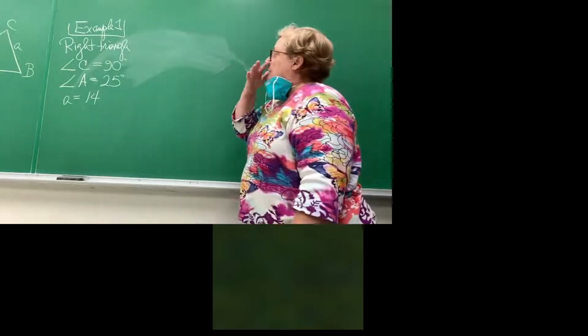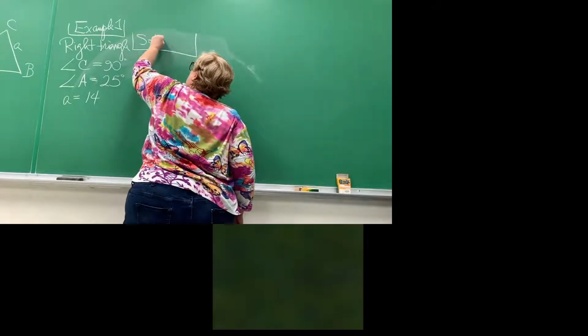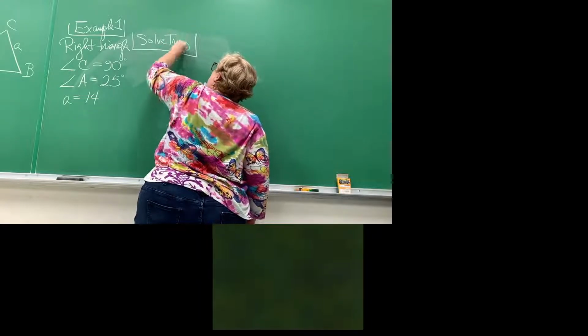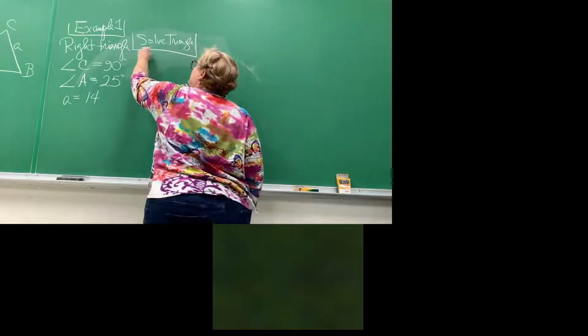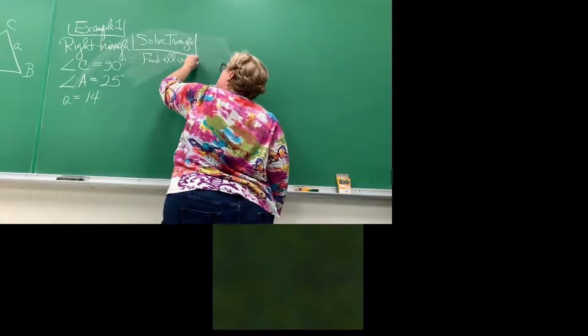So what if we have the measure of angle A is 25 degrees, and little a is 14. And the goal is to solve the triangle, which means we want to find all angles and all sides.